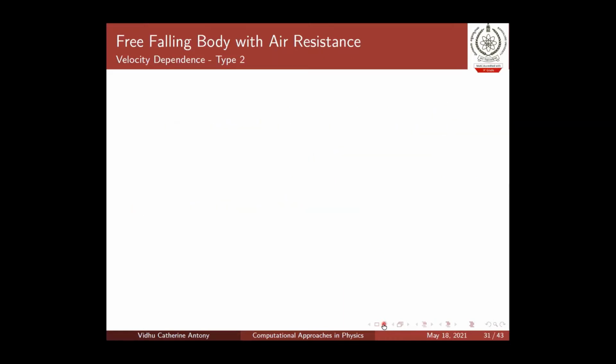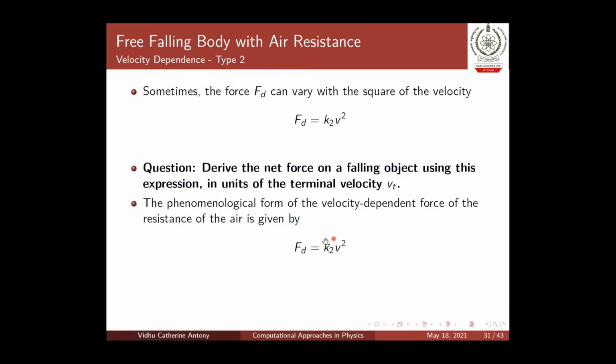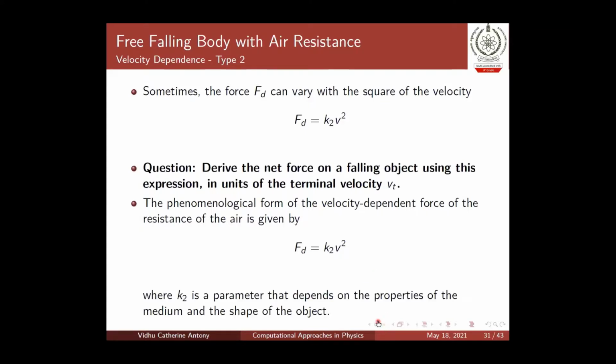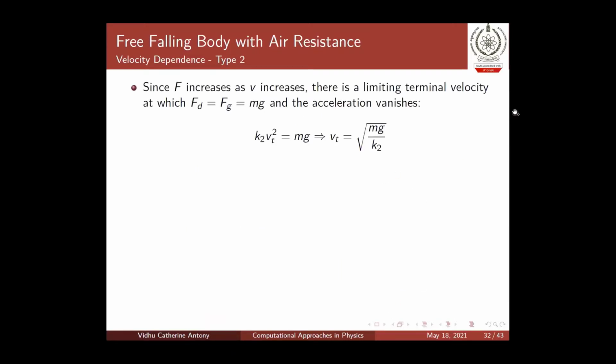Okay, so let's look at the type 2 dependence. This can be a question. They'll give you the dependence of your drag force, and they will say derive the net force on a falling body using this expression in the units of terminal velocity Vt. So what you need to do is take this k2, convert it in terms of terminal velocity, and then add up the forces so that you get the net force on a falling object. This is the form of your velocity dependent force. k2 again depends on the properties of the medium and the shape of the object. And here you calculate the terminal velocity. So now you realize there is a different kind of dependence, not a linear dependence.